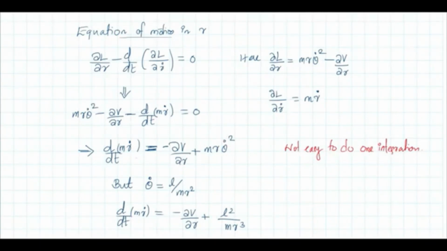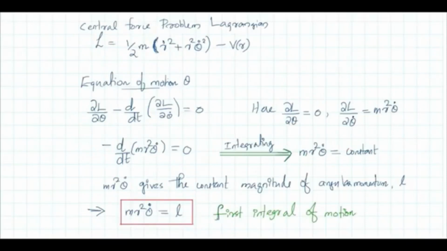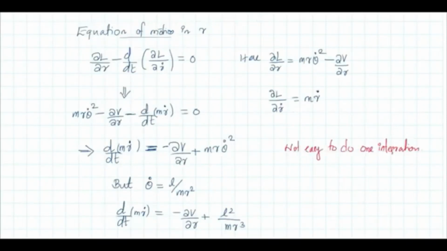It is not easy to do one integration. In the earlier case, it was easy to do one integration because the right hand side is 0. But here the right hand side contains r and it is a function of t. There is also theta dot, which is also a function of t. So it is not easy to integrate this one.